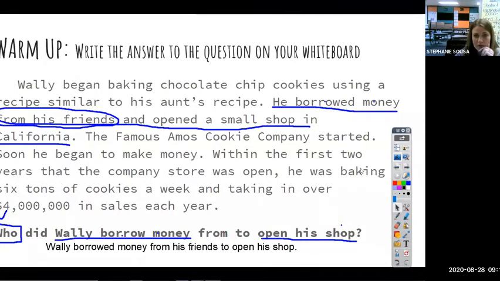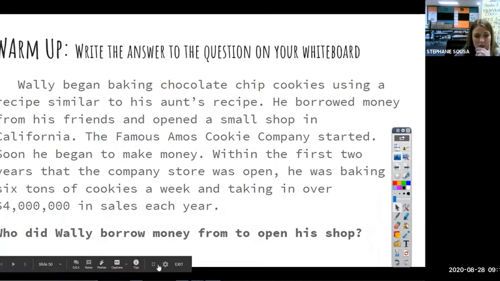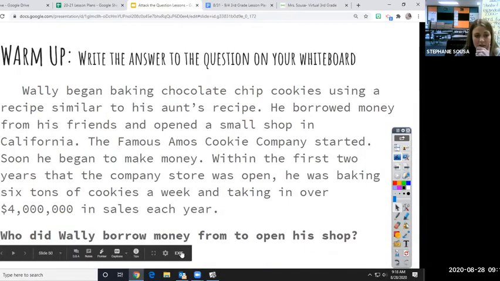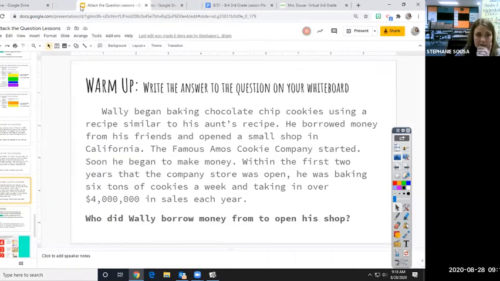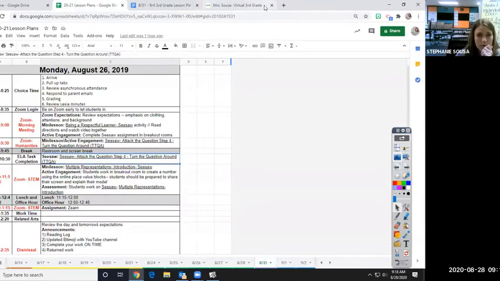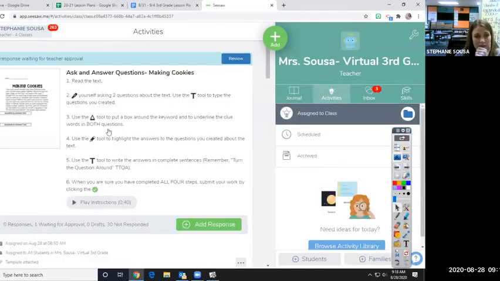Okay, all right, I'm coming back to look again at what questions we have about how to attack the question. I'm looking for that hand emoji. What questions do we have about how to ask and answer questions? Okay, I am not seeing any hand emojis. All right, so I'm going to take that as a sign that we are ready. Okay, today you are going to take a short quiz, and you're going to take that quiz completely 100% by yourself with zero adult help. Okay, zero. This quiz has been released to you on Seesaw, and it is called Ask and Answer Questions Making Cookies.